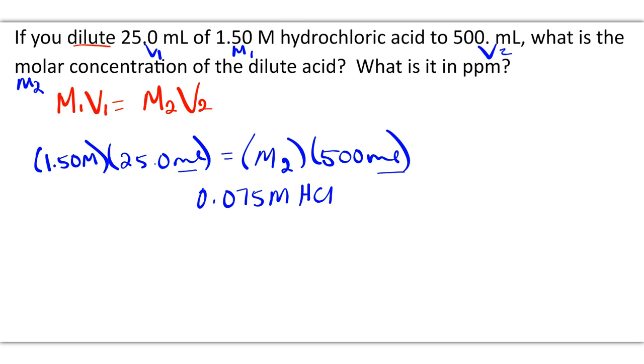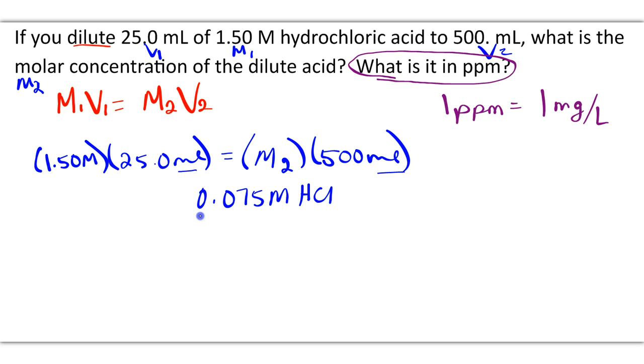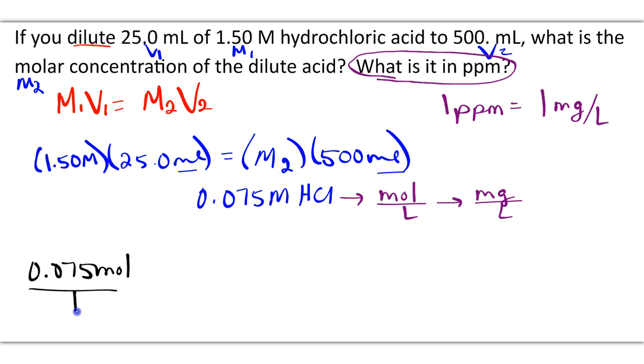Now we're being asked to determine what is this concentration expressed in parts per million. Parts per million, 1 part per million is equal to 1 milligram per liter. So essentially we need to change this from moles per liter to milligrams per liter. So I will take 0.075 moles per liter. We don't have to change liter because that's what we want it to stay in the denominator.